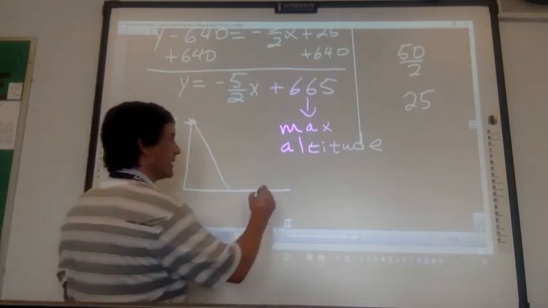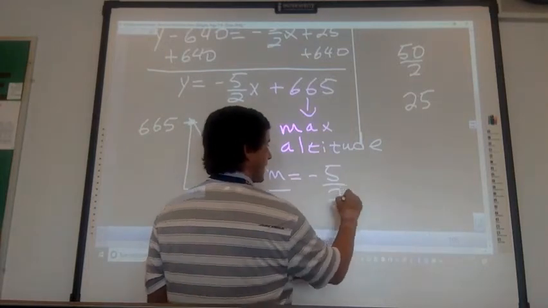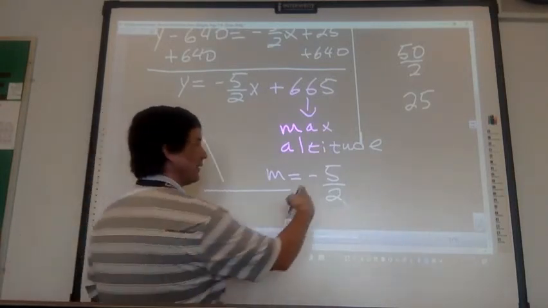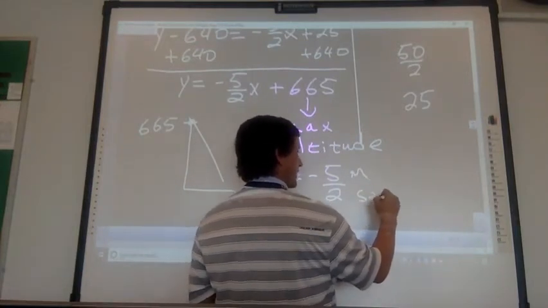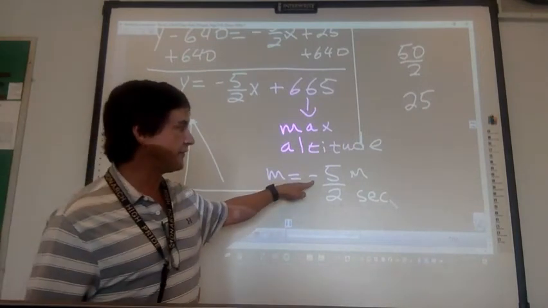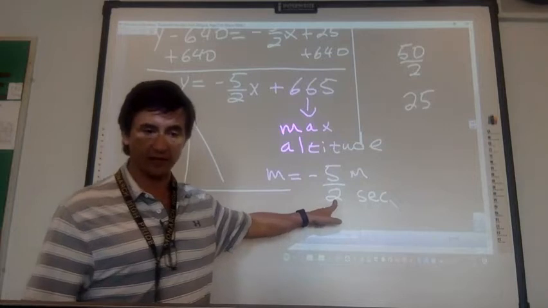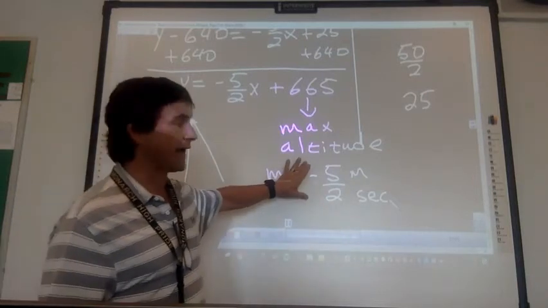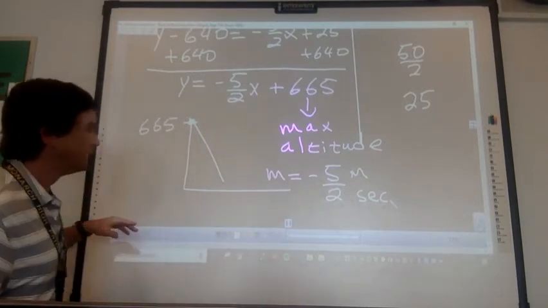So what does the slope mean? M means it's -5/2. The y is the meters. The 2 is the seconds. So what does the slope mean? Every 5 meters it drops. That takes 2 seconds. Okay? So you might have to explain that at some point, so just be ready for that as a problem.